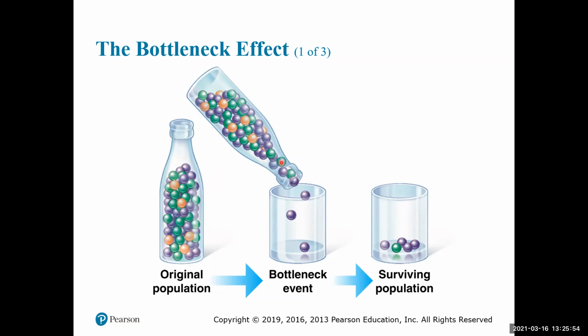Now, say we have a bottleneck happen where only a small percentage of this population survives. And we pour out a few individuals and notice the frequencies now. A majority is purple and only 1 green. We've completely lost the orange. So now the allele frequencies have completely changed in this population to where it used to be probably half and half with purple and blue with like 2% or so of orange. And now it's mostly 95, 98% purple and like 2% green, which is a big difference from that starting population.